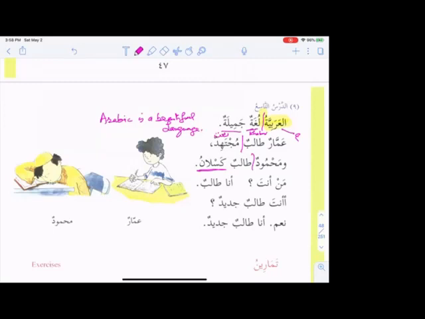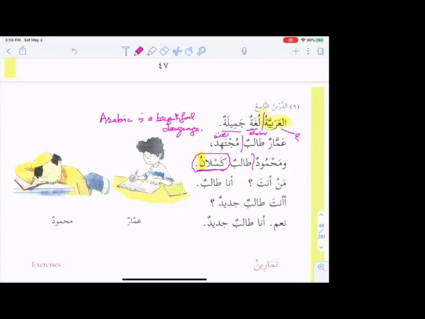Now we will talk about this noun next week. These are new nouns. So, do you see something here? Do you see, brother? There is no tanween. Why? We'll explore it next week.